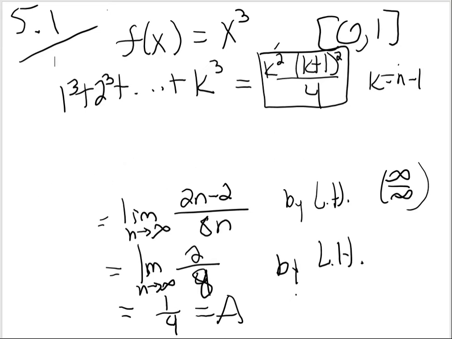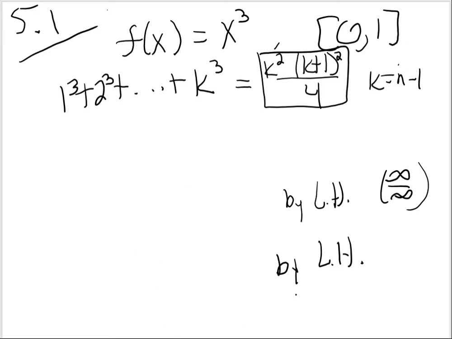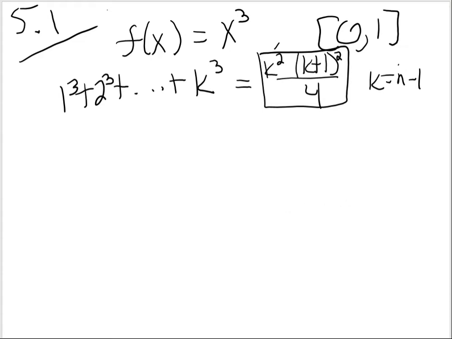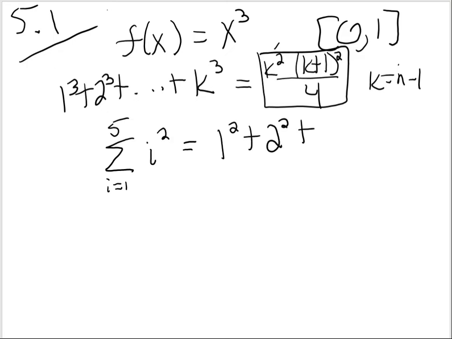Now, how did I get that sum that I have up there, the k thing? Well, there's a video on Canvas I would like you to watch of someone explaining this thing called summation notation. So, for example, the sum from i equals 1 to 5 of i squared is going to be 1 squared plus 2 squared plus 3 squared plus 4 squared plus 5 squared.